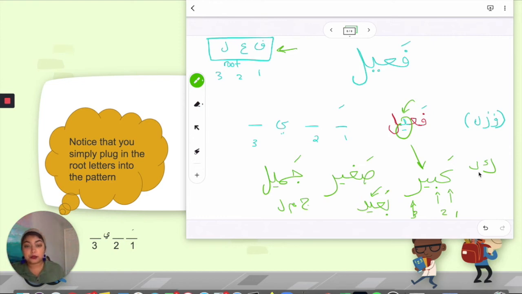So the root of the word gives you what type of meaning that word is going to be derived from. The pattern tells you what type of word it is. Is it an adjective? Is it a verb? Is it a noun of place? Is it a noun of time? The type of word that word is, is based on al-wazn, the pattern.